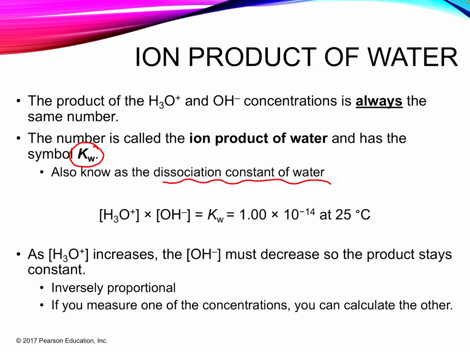So if Kw is a constant, right, just like our equilibrium constant is a constant, if our hydronium ion concentration went up, then the hydroxide concentration must go down in order for Kw to remain constant. Okay, these are inversely proportional. One goes up, the other goes down. But what's really nice is since Kw is a constant, if you know one of them, say you knew the hydronium ion concentration, you could go ahead and solve for the hydroxide concentration.